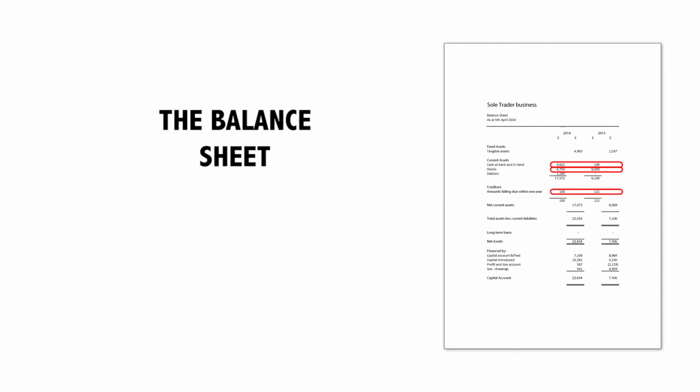Long-term creditors and loans are shown separately in the balance sheet as they are payable over a longer period of time, usually at least 1 year. So if you have these, this is where they'll be shown. The financed by section shows how the business has been funded, either through capital introduced, money you've put into the business, or profit and loss from the period, and it also shows money you have taken out of the business, called drawings.